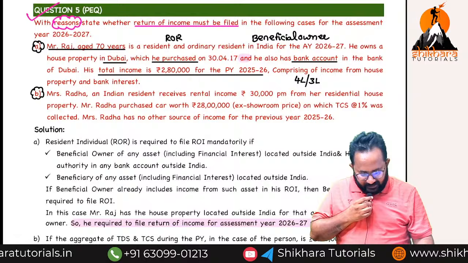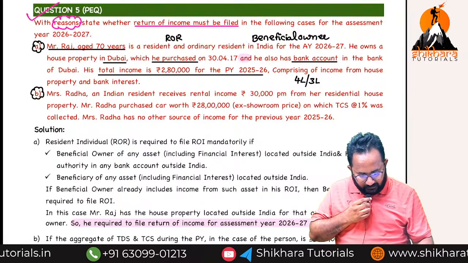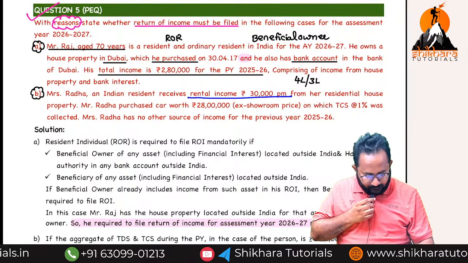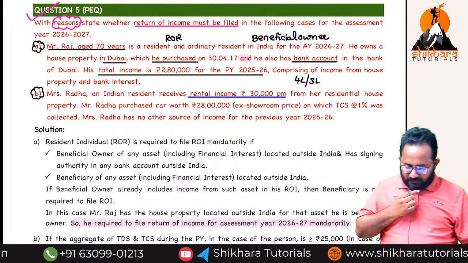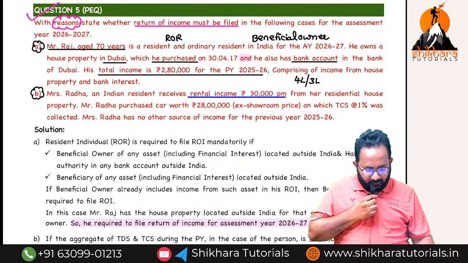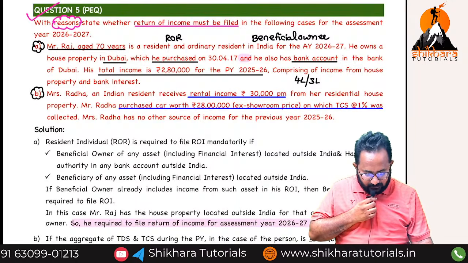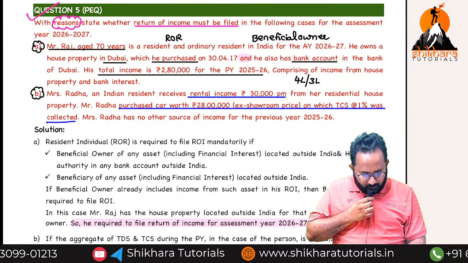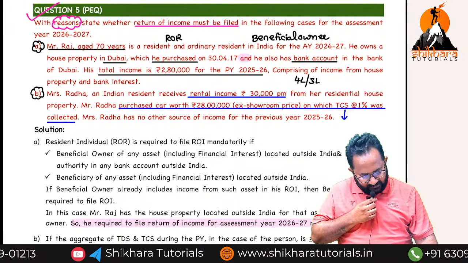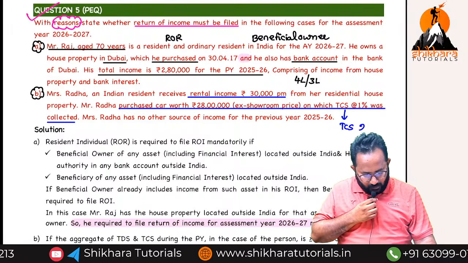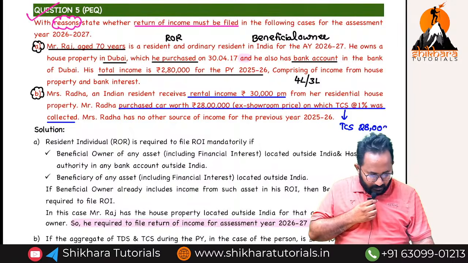Radha is an Indian resident. Rental income she receives is 30,000 per month. How much? 30,000 per month. Now she purchased a car for 28 lakh on which TCS was collected. Please calculate what the TCS amount is. 28,000.